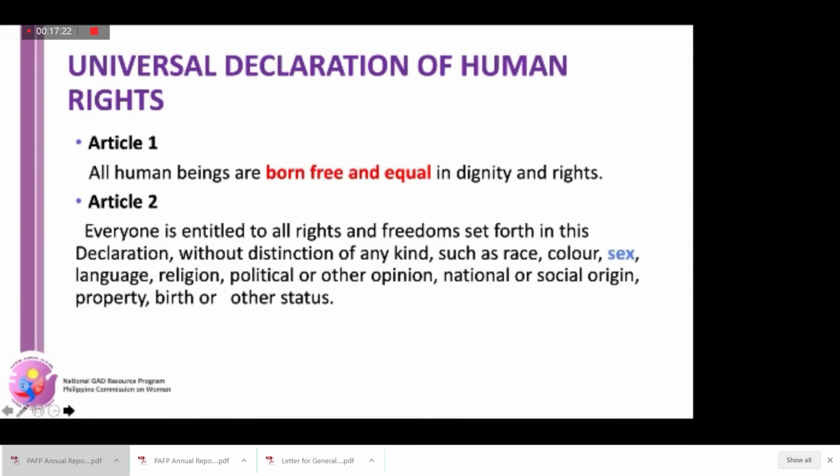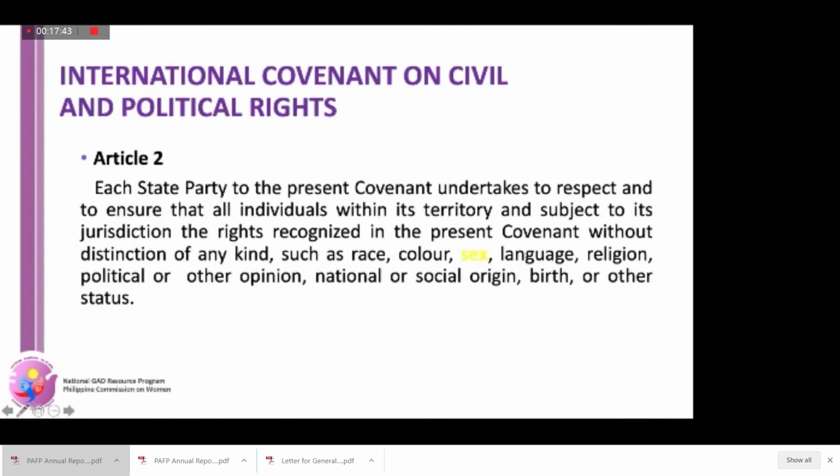First is one, UDHR. All human beings are born free and equal. So therefore, there should be no inequality in whatever form, in whatever manner, against anyone, or that everyone should be given equality and be born free regardless of gender, regardless of this one, sex. Second, the ICCPR, or the International Covenant on Civil and Political Rights. Again, same banana that the party who signs or who is bound by this covenant should always not discriminate or should give full respect of their rights regardless of sex.